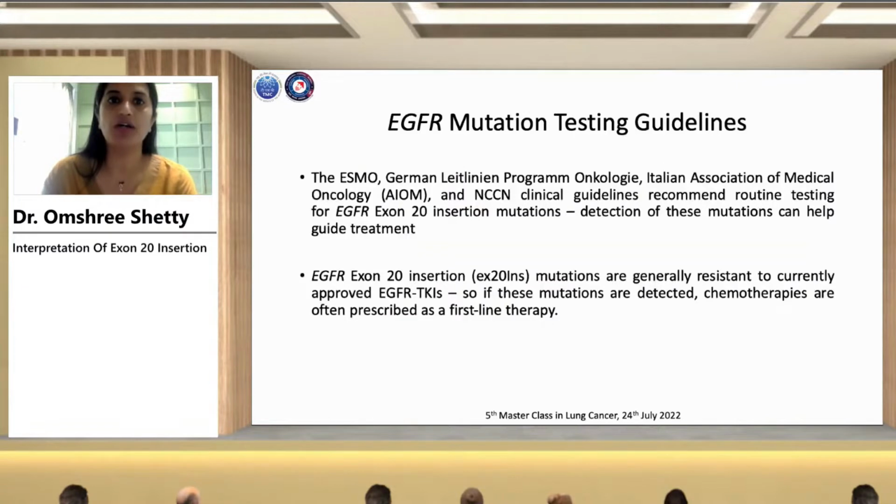mutations. So the EGFR mutation testing guidelines as per the ESMO, German and Italian Association of Medical Oncology and NCCN guideline recommend routine testing for EGFR exon 20 insertion mutation because detection of these mutations can help guide treatment. And EGFR exon 20 insertion mutations are generally resistant to currently approved EGFR TKIs. So if these mutations are detected, chemotherapies are often prescribed as first-line therapy.